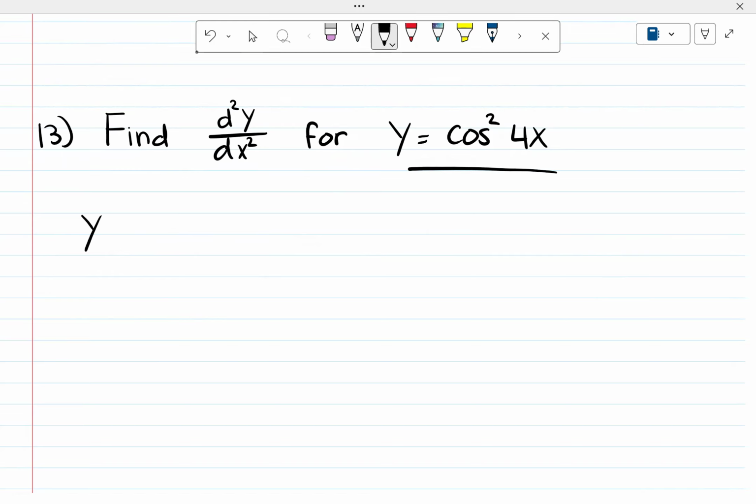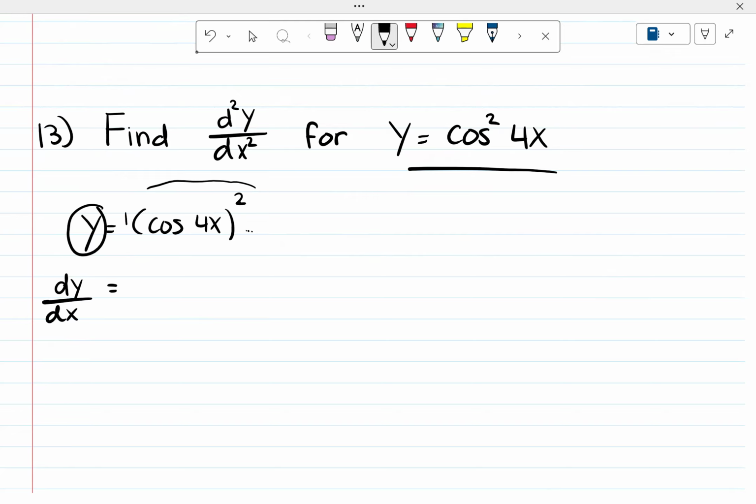Can we rewrite this problem, y equals cosine squared of 4x? Yes, we can. This 2 is right next to the cosine, so that's the same thing as cosine of 4x all raised to the second power, right? So let's first find dy dx. The derivative of y with respect to x is dy dx. Now let's do the right side. What's the derivative of this whole thing with respect to x? We're going to have to use the power rule and chain rule. So start with the power rule.